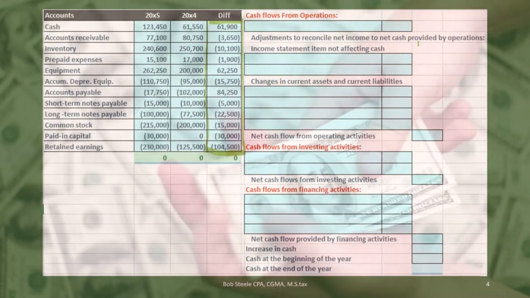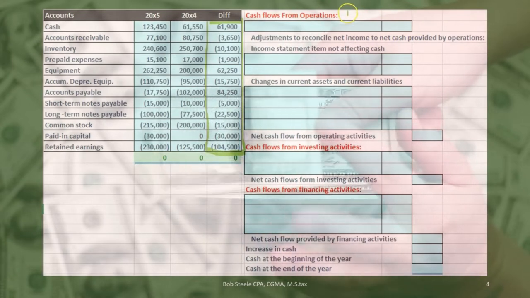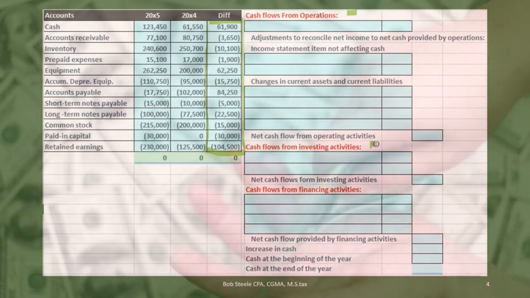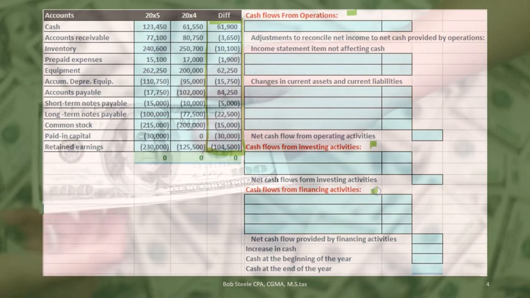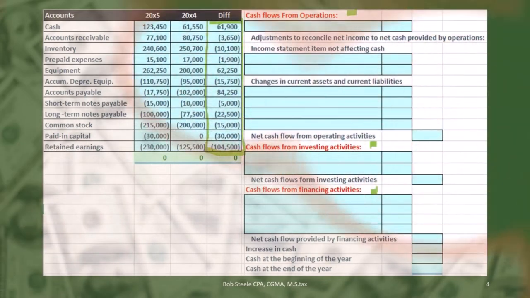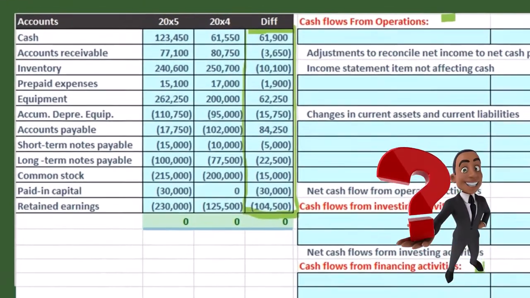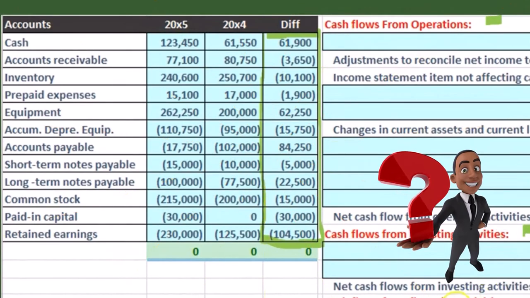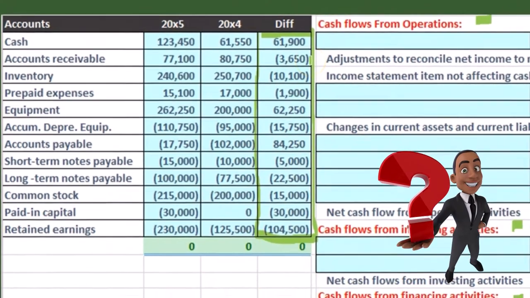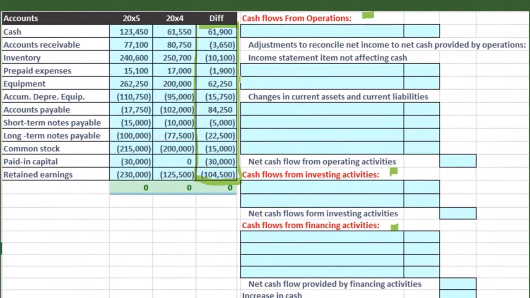The major piece of the outline you want to take a look at is the cash flows from operations, the cash flows from investing, and the cash flows from financing. Those are the three factors of the statement of cash flows. You want to memorize those. And our question then is, if we go through all of these accounts, we need to find a home in one of those three sections and plug them in there.